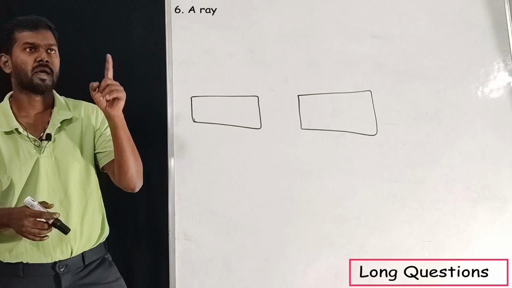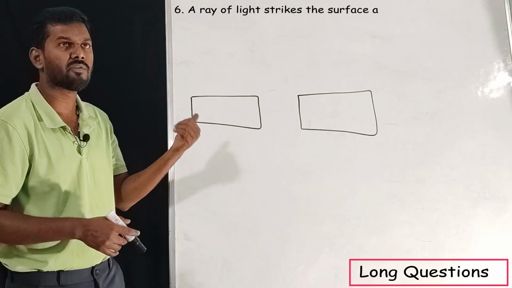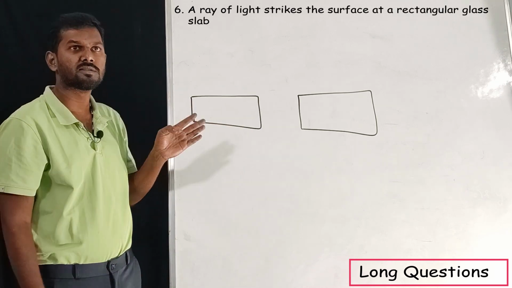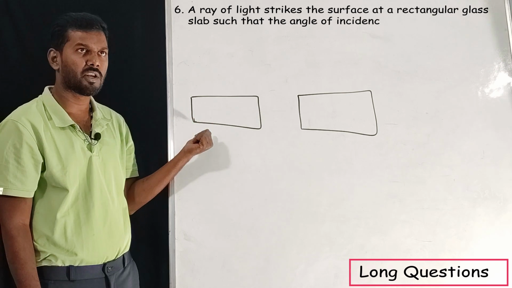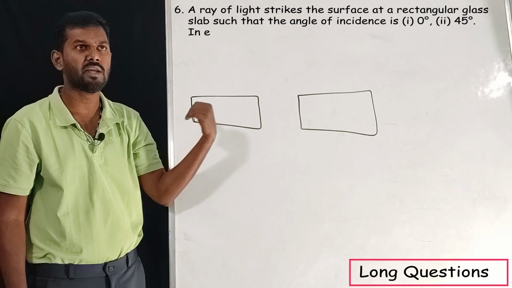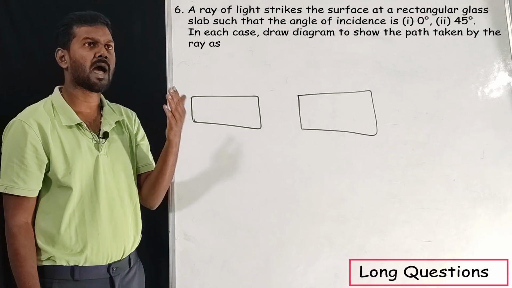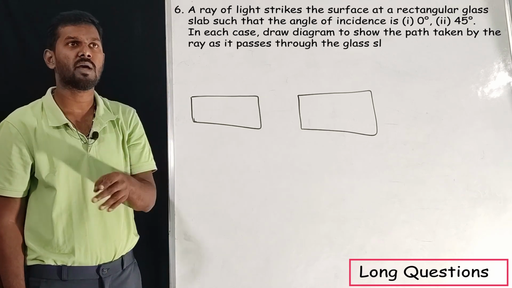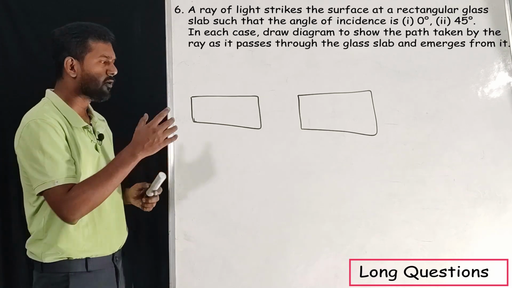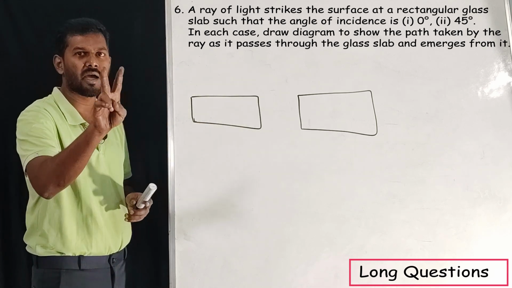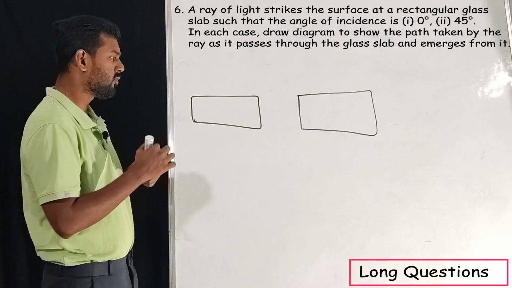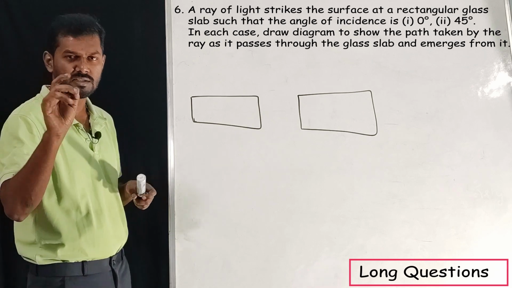Our next question: a ray of light strikes the surface of a rectangular glass slab such that the angle of incidence is 0 degree and 45 degree. In each case, draw the diagram to show the path taken by the ray as it passes through the glass slab and emerges out of it. Okay, first we need to complete the diagram. They have given two angles of incidence. First we'll go for the angle of incidence that is 0.